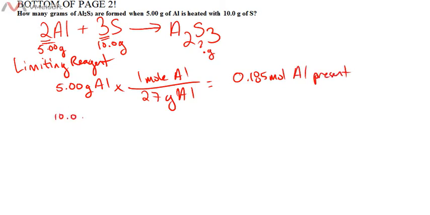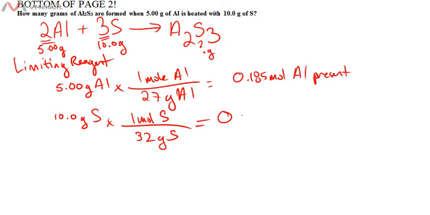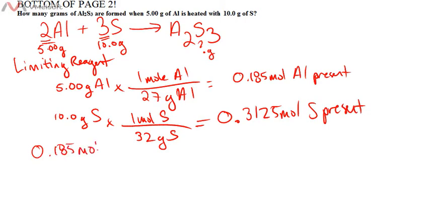What about for sulfur? And you can be better about your sig figs than I am right now. I get that we have 0.3125 moles of sulfur present. Now let's choose one of those to determine which one's the limiting reagent. Let's choose aluminum. If you have this many moles of aluminum present, let's determine how many moles of sulfur it would take to fully react with that.